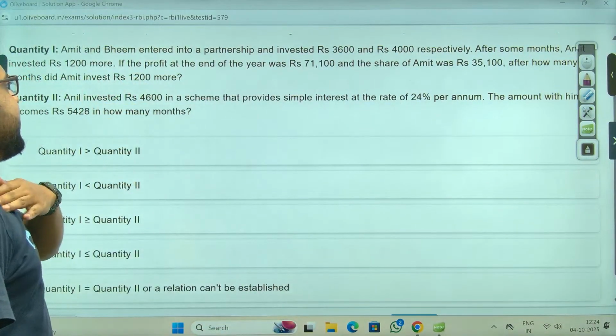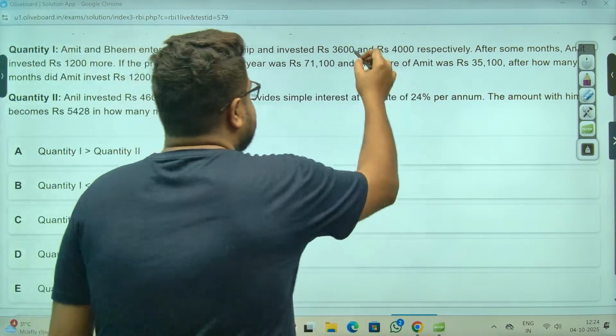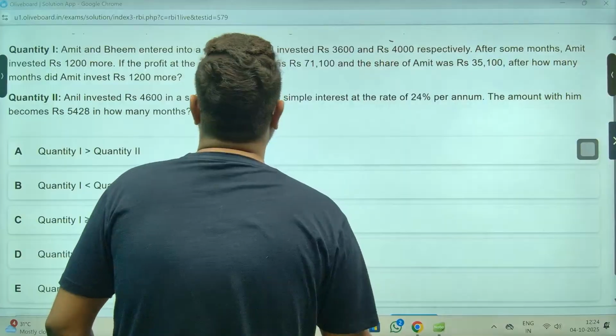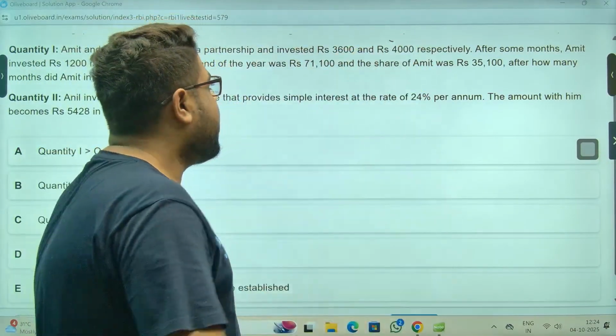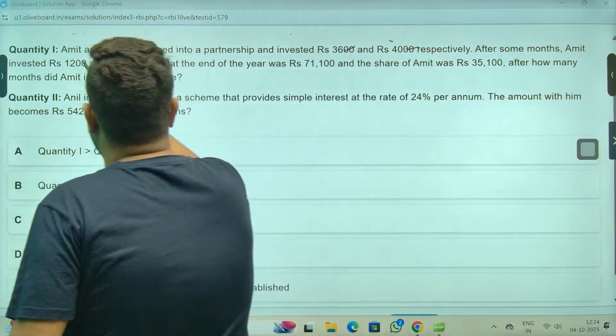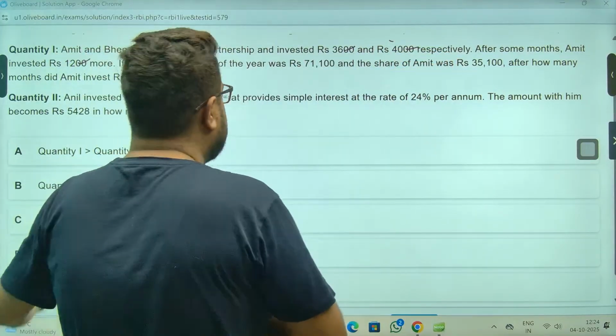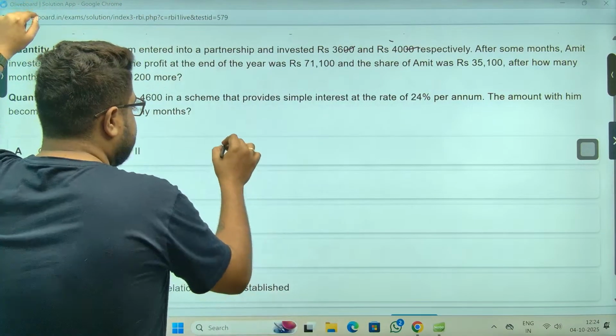Okay, Amit and Bhim entered into a partnership. Again, partnership. Invested this much and this much after some months. So first things first. If you can see, everything has hundreds, remove them, sir, because at the end of the day we will take the ratio only. Now the profit part will not do anything. Leave it. So Amit and Bhim.